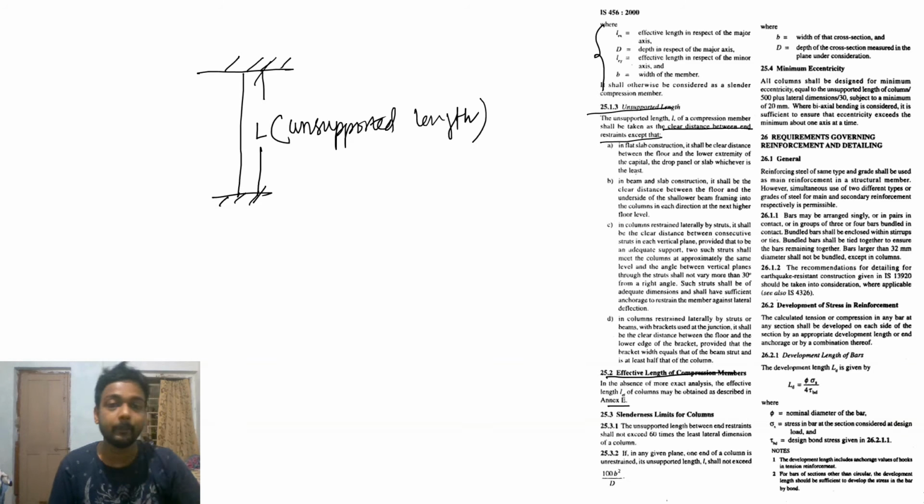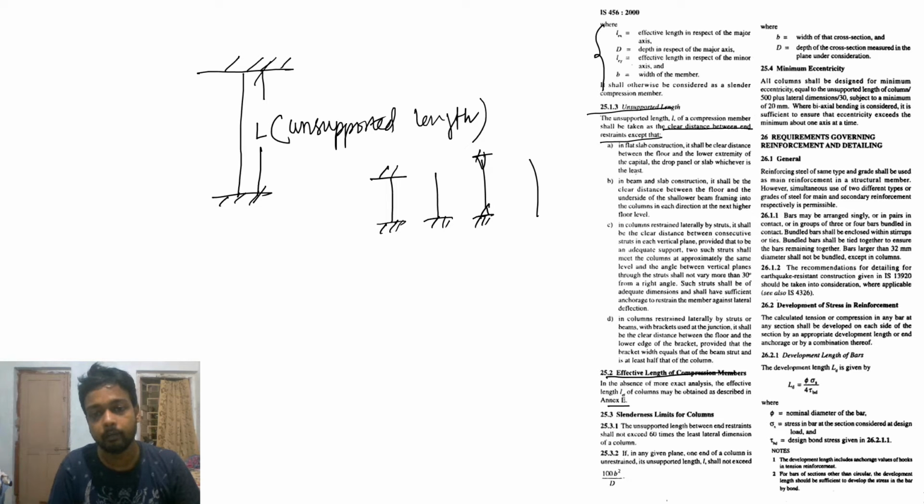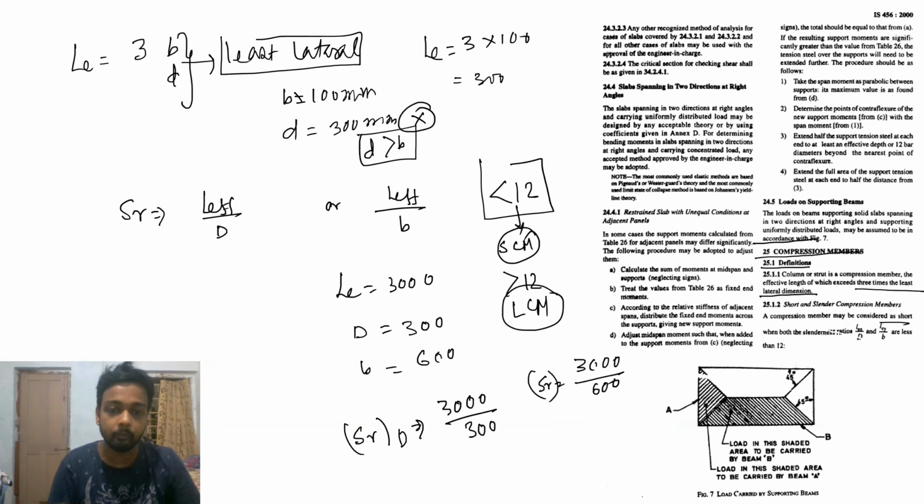If you remember, in the middle there are 4 options: both ends fixed, one end free, one end hinged, and one end hinged with the other fixed. These are all provided in Annex E. Slenderness limit for columns: for less than 12 it is short.